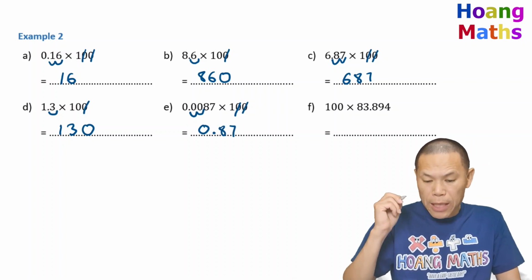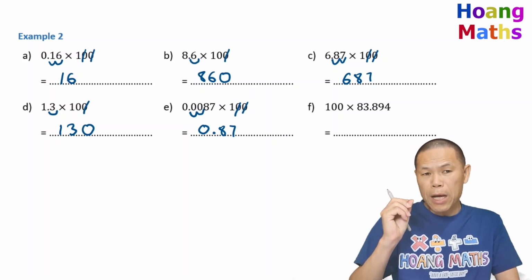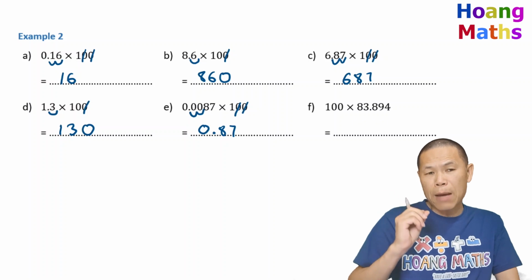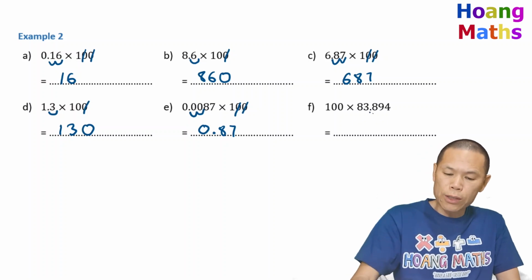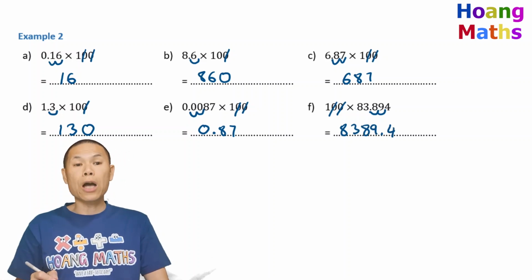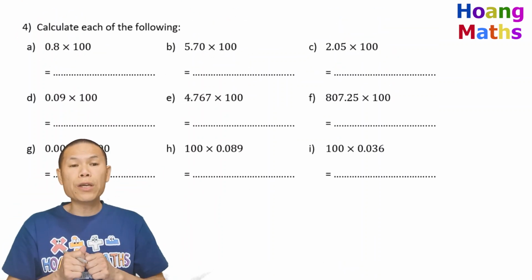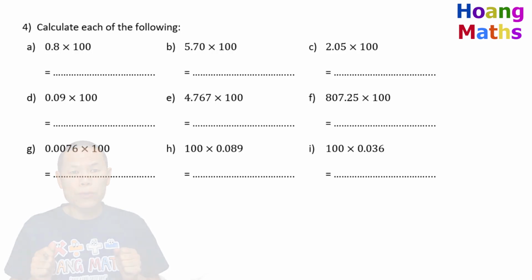100 times 83.894. Again, the number is getting bigger by times by 100. So we move this decimal point this way, cancel 1, move this way, cancel that. So that means 83.894 becomes 8389.4. So there you go. Please pause the video and try this one yourself.